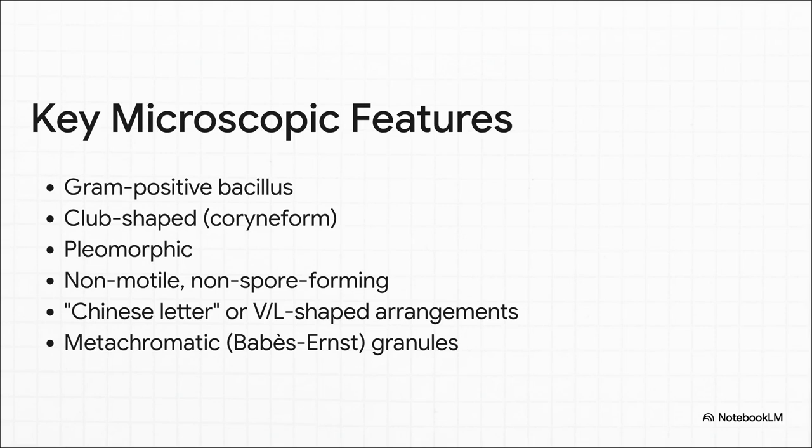So when you get this on a gram stain, there are some classic tells. It's a gram-positive rod, of course, but it's what we call pleomorphic, meaning it's not uniform. You'll see these characteristic club shapes. But the real giveaway, the thing everyone remembers, is the arrangement. Because of how it divides, this kind of snapping motion, it forms these V shapes and L shapes that look like Chinese letters. You might also see these intracellular metachromatic granules, which are basically phosphate storage units. It's a very distinctive picture.